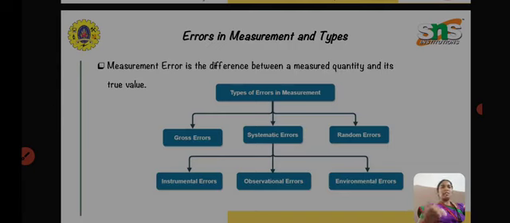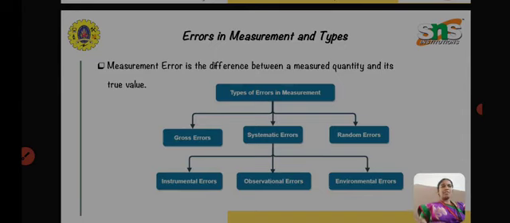How it can be eliminated: this error is mostly eliminated in auto ranging digital meters. It can also be reduced by taking a number of readings of the same quantity by a number of observers. That's how we can reduce the gross errors, though not fully completely.